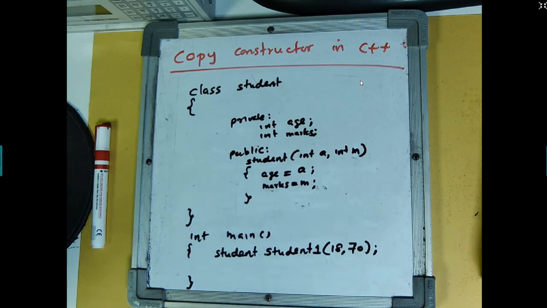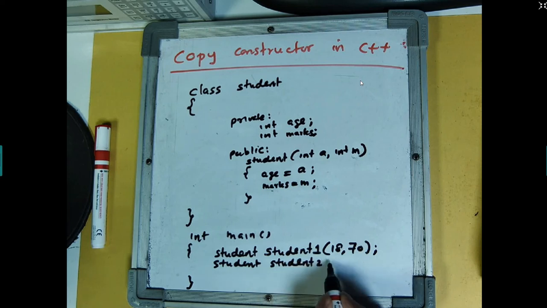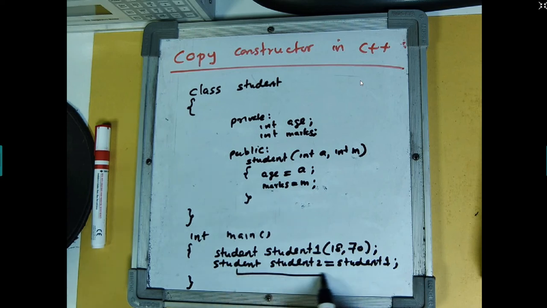Now if I want to create another object called student2, suppose I create the new student2 and say it is equal to student1, then whatever the 18 and 70 marks were there with student1, the initialized ages, they will get copied to this constructor automatically, and this concept is called copy constructor.